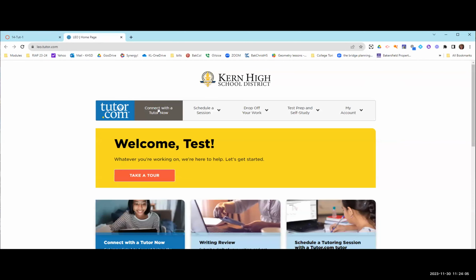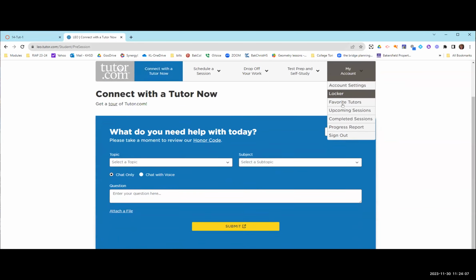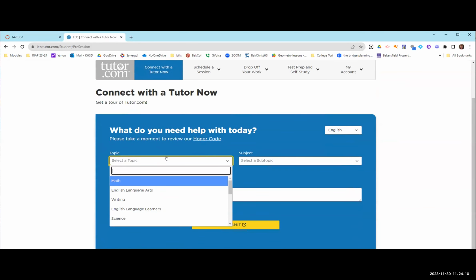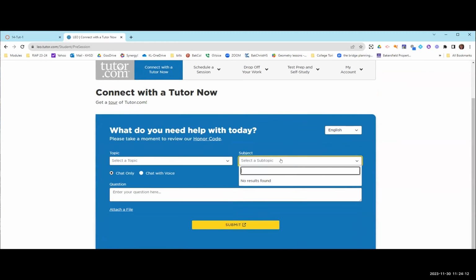So you're going to say connect with a tutor now. And you're going to say math. And subtopic, okay, let's say whatever it is, congruent triangles or whatever. Enter your question. Now, with questions, you are going to be typing back and forth. I believe you can share your screen. Anyway, so I want you to ask the tutor a question.